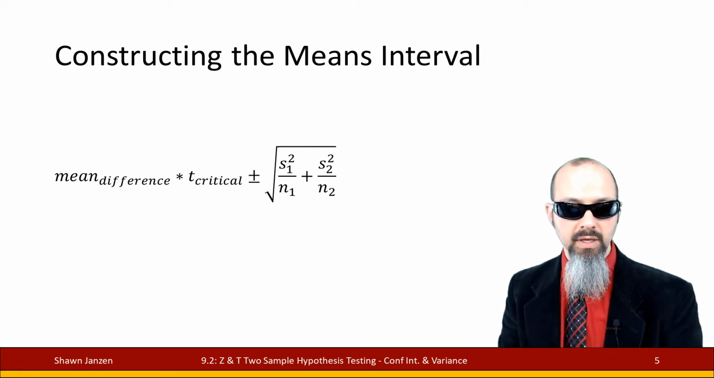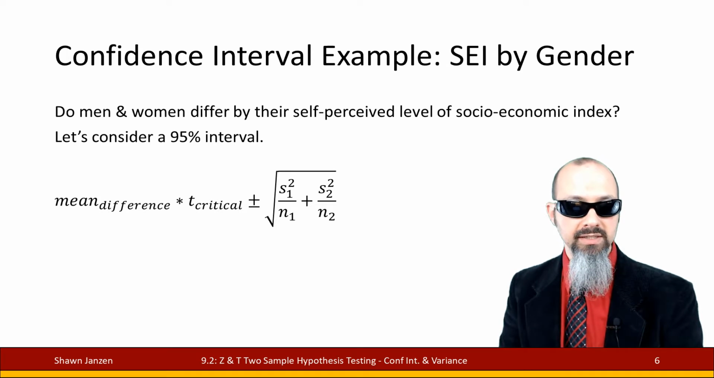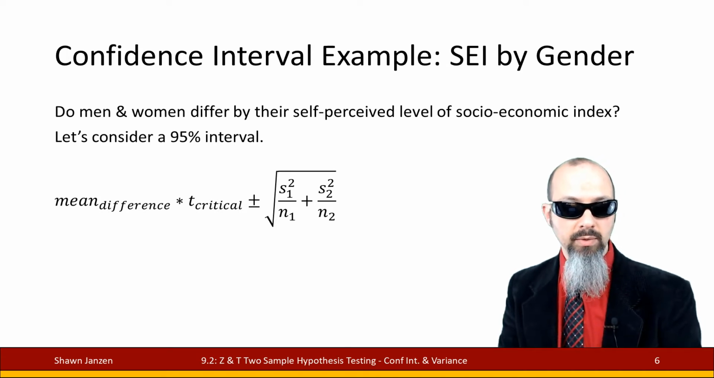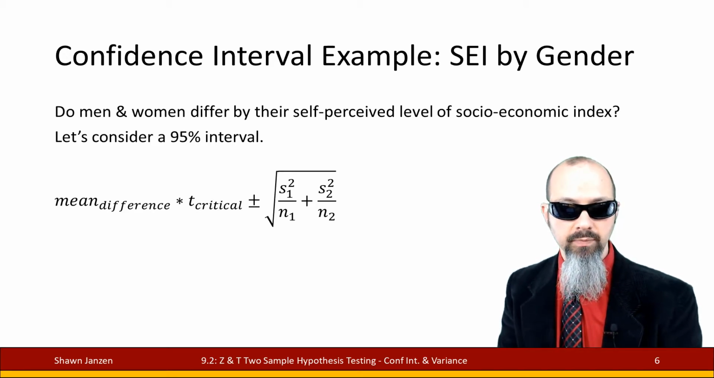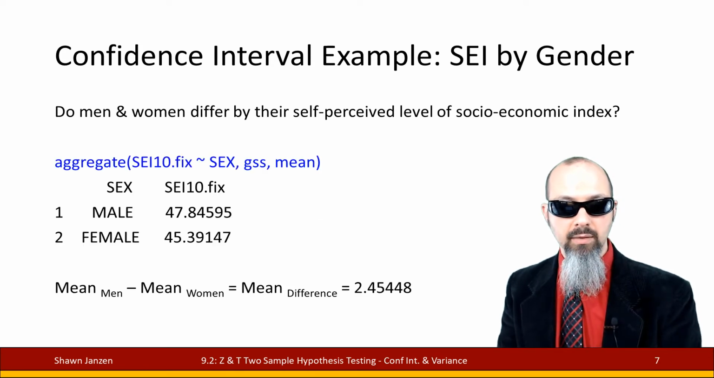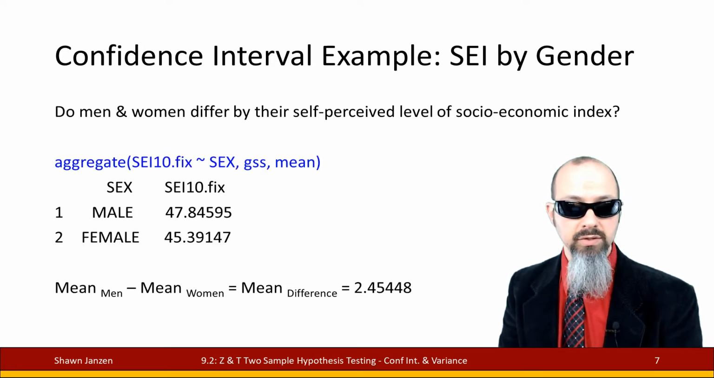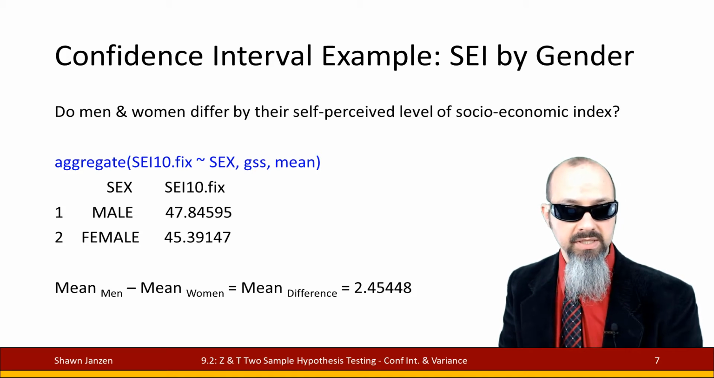If we want to go ahead and use an example here, we could ask, do men and women differ by their self-perceived level of socioeconomic index? Let's consider a 95% confidence interval. So I'm going to take this same confidence interval and build it in. And I'm going to use the GSS, the General Social Survey data, 2016 specifically.